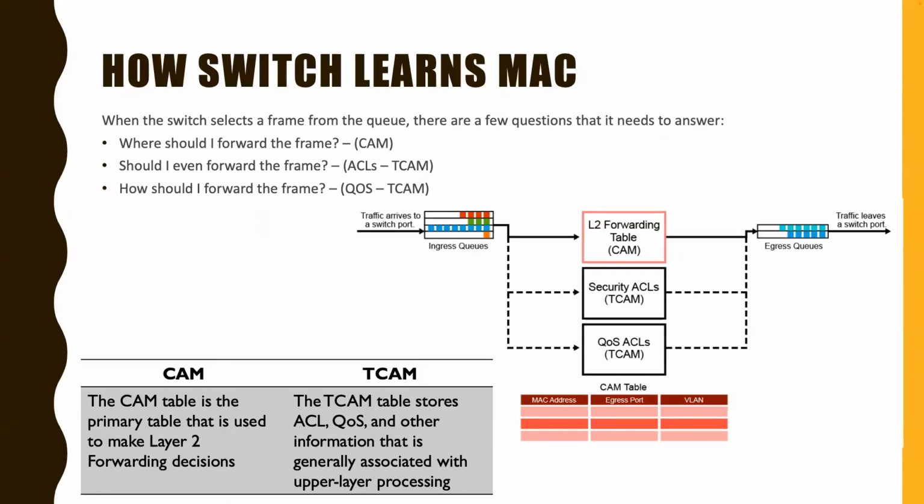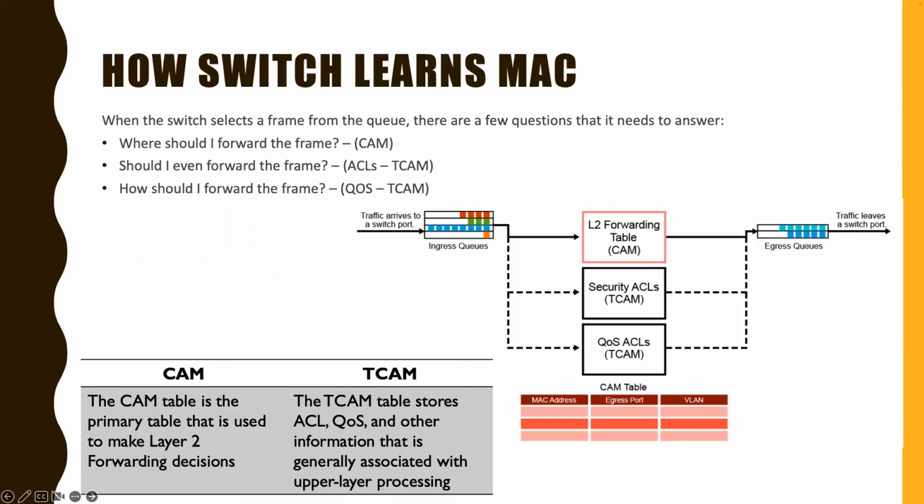Okay, we were talking about CAM and TCAM. CAM we have already learned. CAM is nothing but a MAC table wherein we are storing our MAC against a port, against a VLAN. However, apart from this CAM, we may have certain ACL entries, certain QoS entries, or routing tables that are stored in a tertiary CAM or a TCAM. TCAM, as the name suggests, is a ternary CAM.